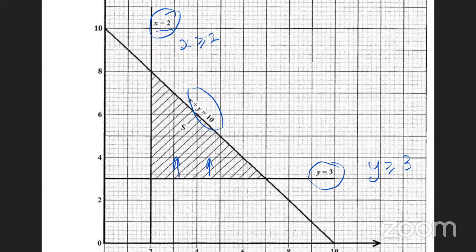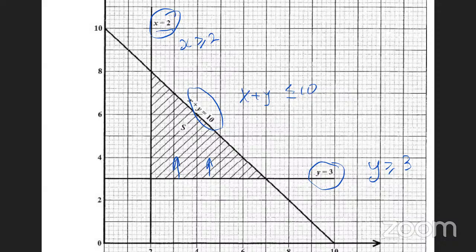Next one. I'm picking somebody else. Yolanda. Which part is shaded? X plus y equal to 10. Below or above? Right, below the line is shaded. So is it less than or more than? Less than. So the answer is x plus y is less than or equal to 10. Everybody okay with that?